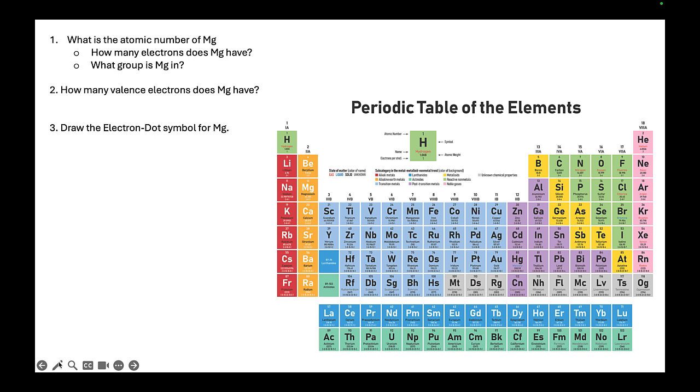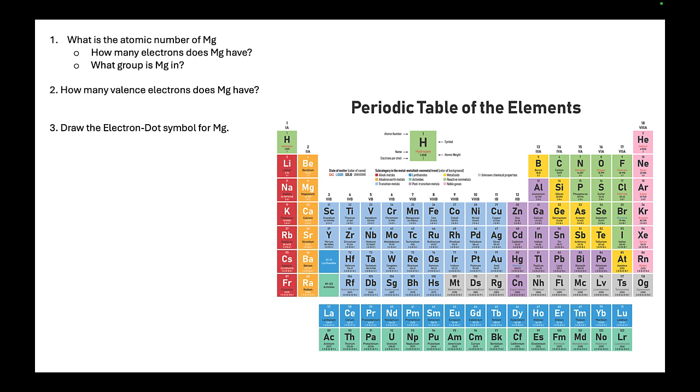So if we pull up our periodic table here, and we find magnesium, again it's in group 2, and magnesium here on the periodic table is number 12. And being number 12, we know that it has 12 protons because atomic number is the number of protons by definition. So anytime we're talking about magnesium, we're talking about an element with 12 protons. Because we're talking about magnesium in its neutral elemental form, the number of protons and the number of electrons are going to be equal to one another. And so magnesium also has 12 electrons.